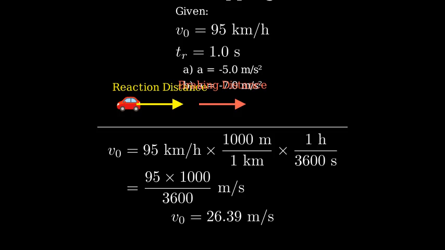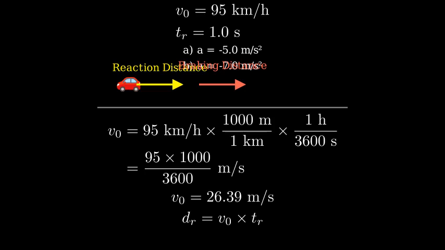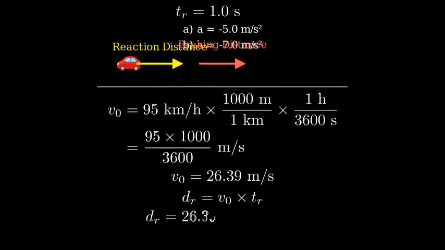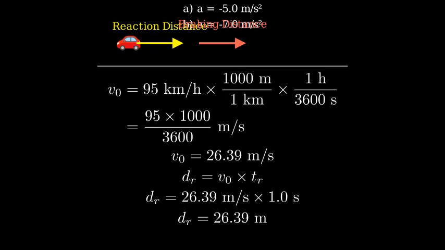Now, let's calculate the reaction distance. During the reaction time, the car continues at constant speed, so we can use the simple formula. Distance equals velocity times time. Plugging in our values, 26.39 meters per second times 1.0 seconds gives us 26.39 meters traveled during the reaction phase.